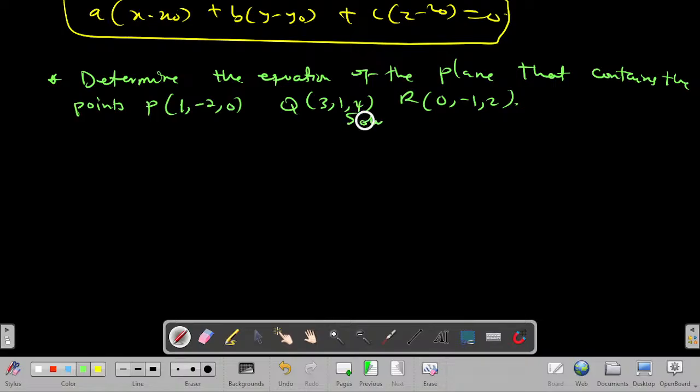How do we solve this? So for you to define the equation of a plane, you need 3 points.